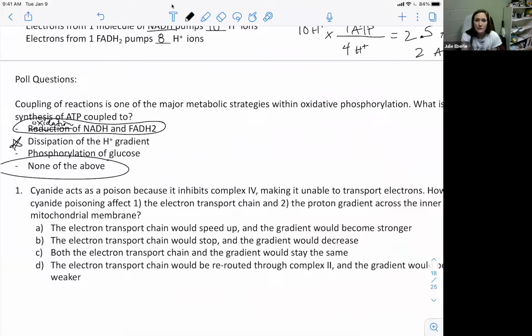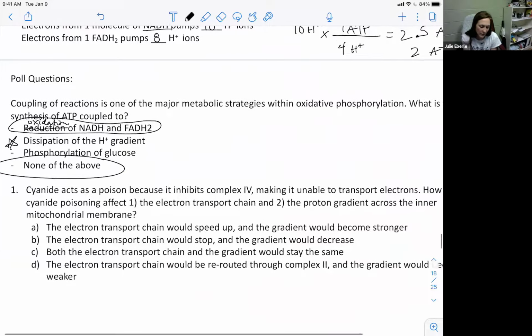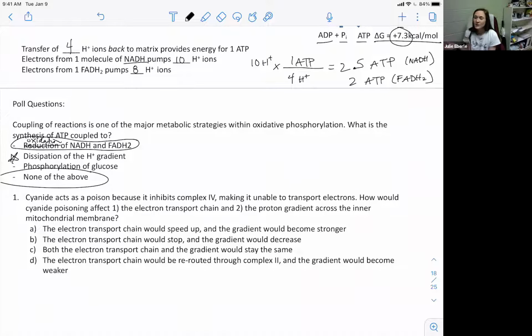Okay, I do have a poll question for this next one. So I'm going to read the problem first. I don't want you to just know the electron transport chain. I also want you to know some scenarios that are described here. There might be some more questions in the textbook for practice on this, of how different things can mess with our electron transport chain. If we messed with it somehow, or we uncoupled something, or something broke down, how would that affect it? So that's what this problem gets at. It says cyanide acts as a poison because it inhibits complex 4 and it takes away its ability to transport electrons. How would cyanide poisoning affect the electron transport chain overall and the proton gradient across the inner mitochondrial membrane?